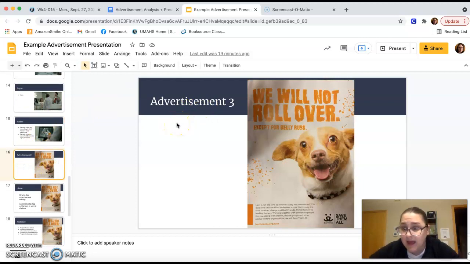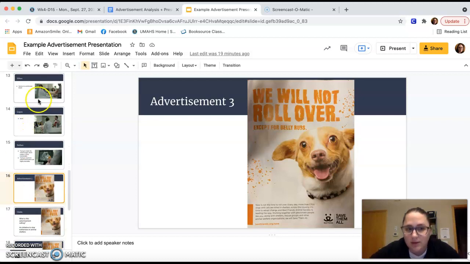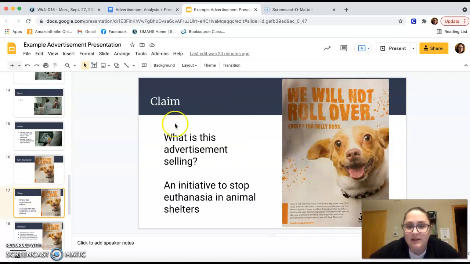Now this is actually a print ad that I had in a magazine here at home. Okay, so you can see there's ads in this, and this is one that I pulled, and it's actually more of a PSA ad, so a public service announcement type ad rather than selling an actual product. So I wanted to walk you guys through that. So let's actually take a quick look at advertisement number 3 because the other ones are videos. So you can see advertisement 3, I linked it in here, just took a picture with my phone and uploaded it as a JPEG. So there's my claim. What is this advertisement selling? It's an initiative to stop euthanasia in animal shelters. Okay, and I know that by reading the text down here.